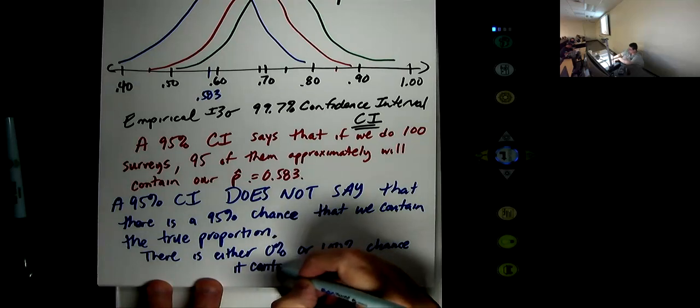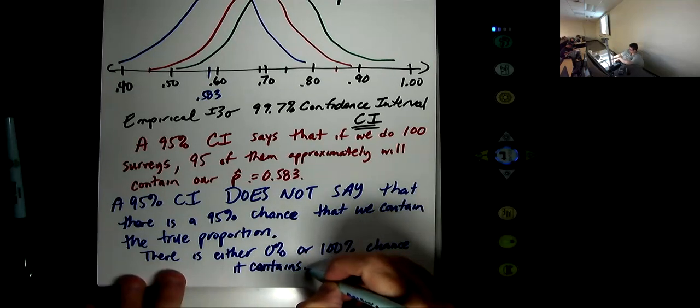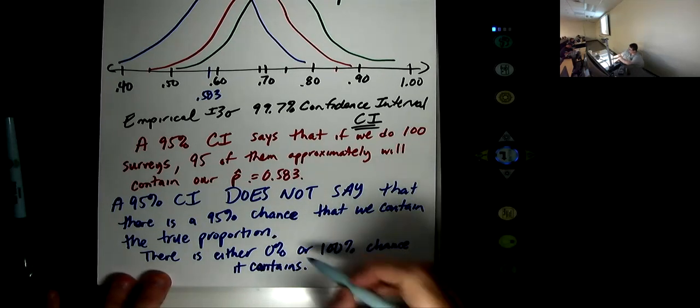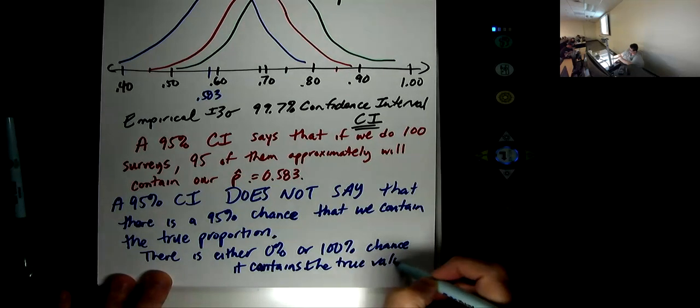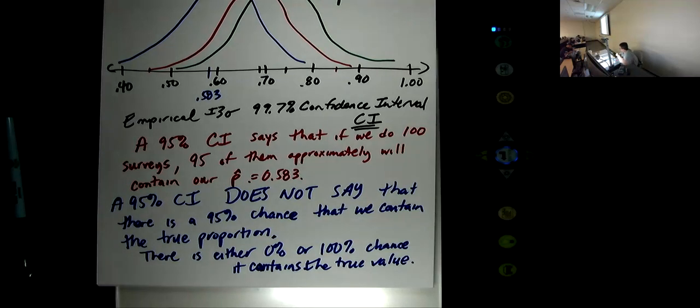The proportion is fixed, we just don't know what it is. So in general we are never going to know we actually have the percentage right. We don't even know we have the right range.